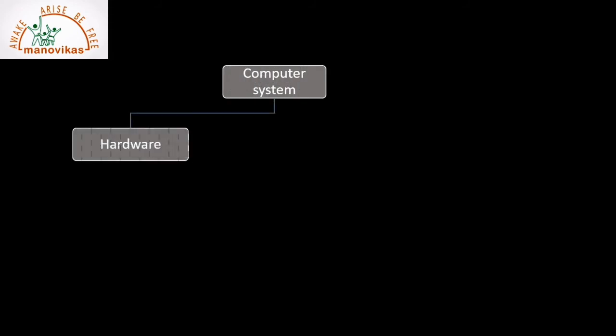A computer system is made up of two parts: hardware and software. Hardware are all the parts that you can touch and see. They are the visible components of the computer. Just like in the human body, we can touch muscles, flesh, our skin. All these are the hardware parts of the human body.